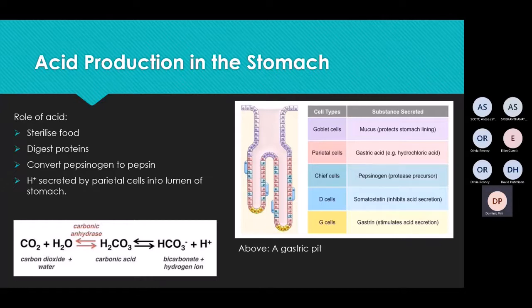Now, this slide I think is quite simple, but the concept is quite complex, I think. Essentially, you have an acidic environment in the stomach, and the way of achieving that acidic environment is by producing acid, gastric acid, and this acid helps to sterilize food, and it also converts a chemical called pepsinogen to pepsin, which is able to break down proteins.